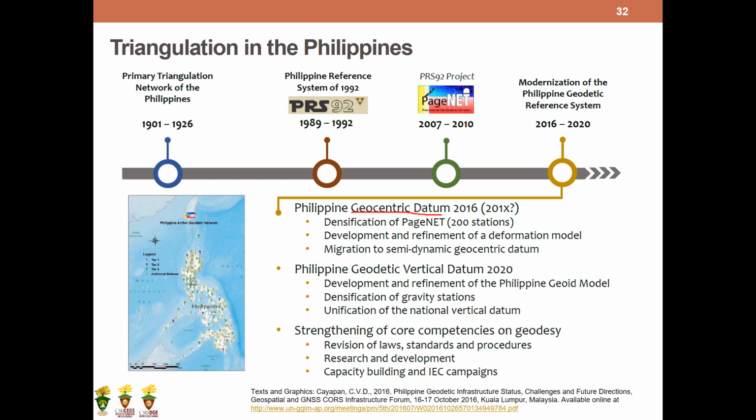Next is the establishment of the Philippine Geodetic Vertical Datum, which involves our geoid models, the Philippine Geoid Models. The latest is the PGM 2018, if I'm not mistaken. Then densification of gravity stations, unification of the national vertical datum, strengthening the core competencies on geodesy, the revision of laws, standards, and procedures, research and development, and the capacity building of IEC campaigns.